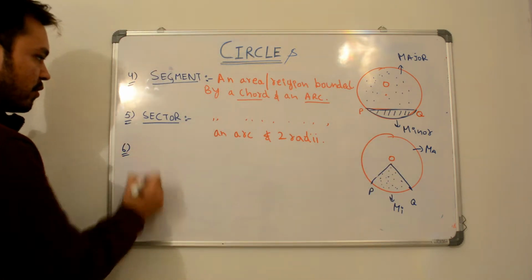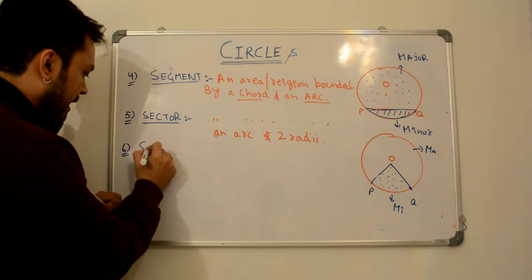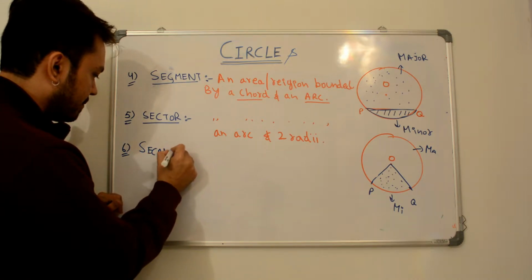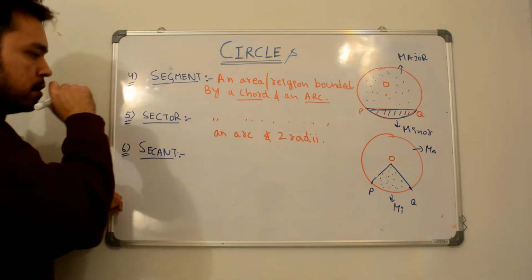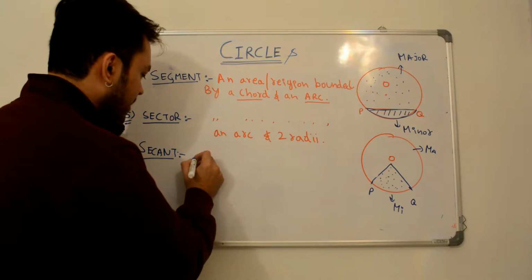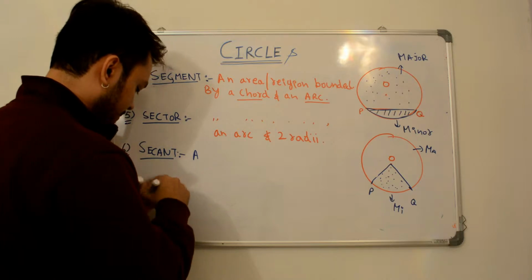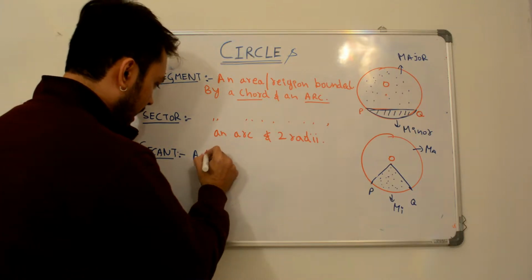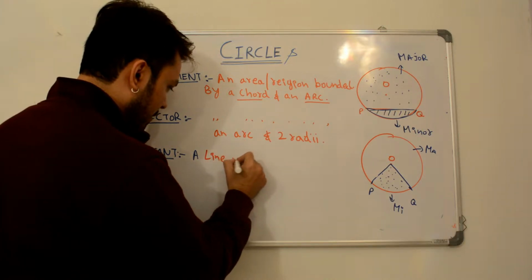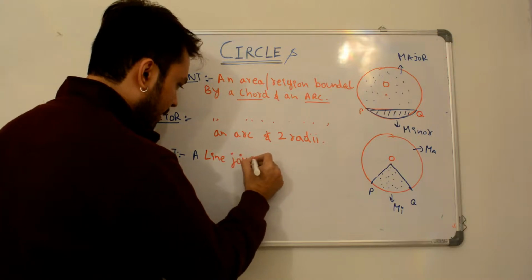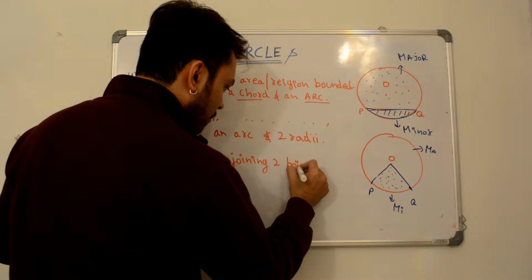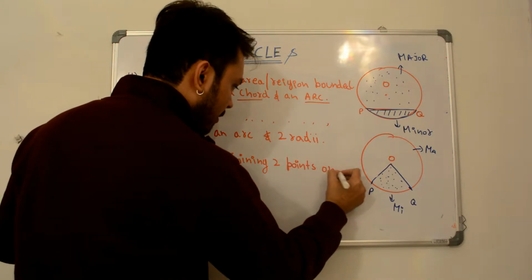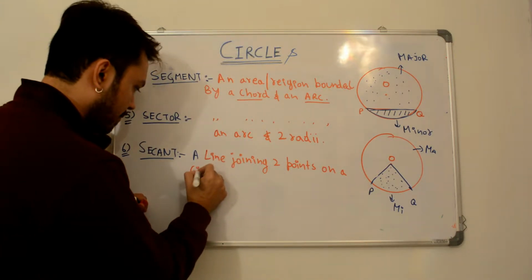Sixth point, what is that? That is a secant. What is a secant? A secant is a line joining two points on a circle.